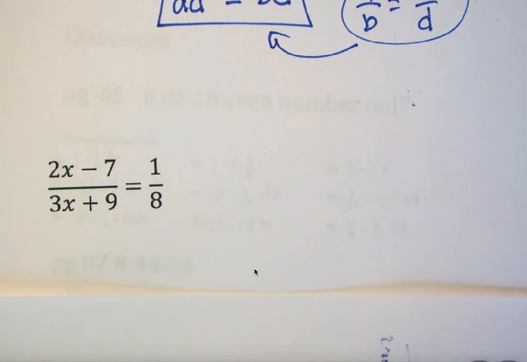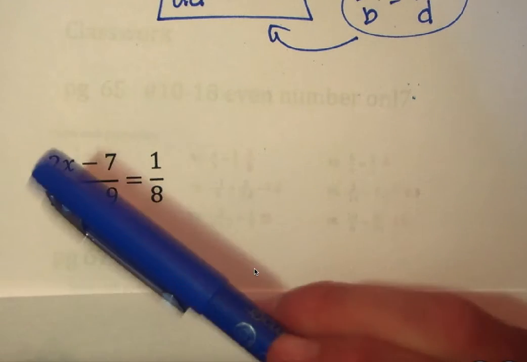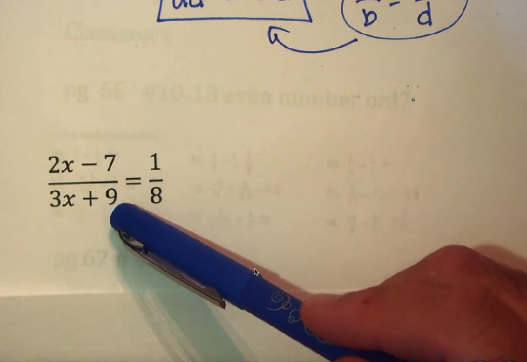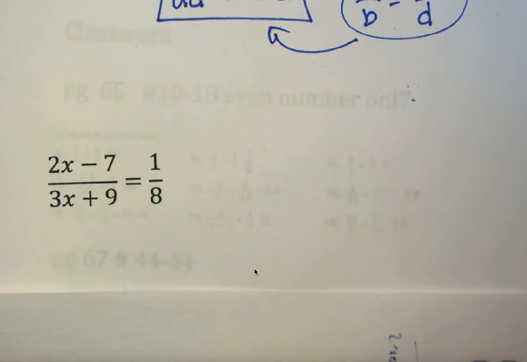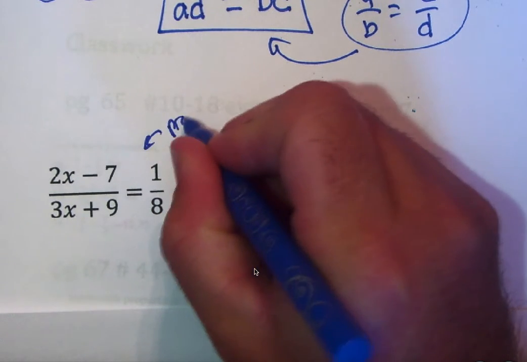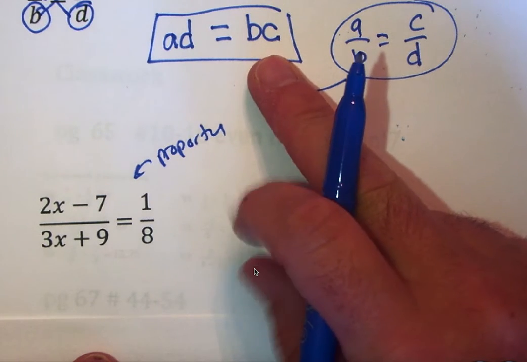So cross products help us solve proportions, but the awesome thing is it also helps us solve more complex equations. Like here, take a moment, write it down. We have 2x minus 7 over 3x plus 9 equals 1/8. I have no idea. But this is a proportion. And we can use our rule about cross products.